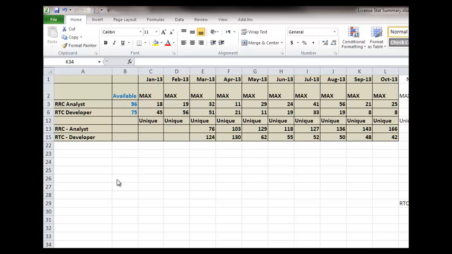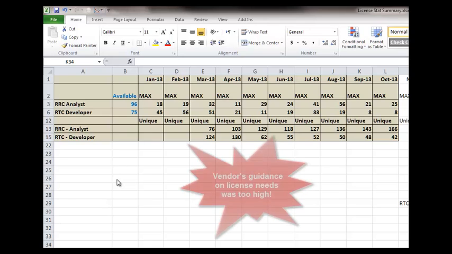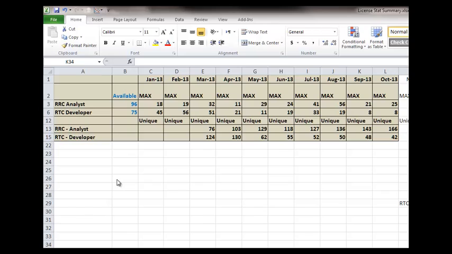Well, it turns out for the most part that was way more software than we needed. And so my objective in this exercise was to develop a model that would help us predict how many licenses we would need. In order to do that, we've been gathering utilization data over the course of this year.